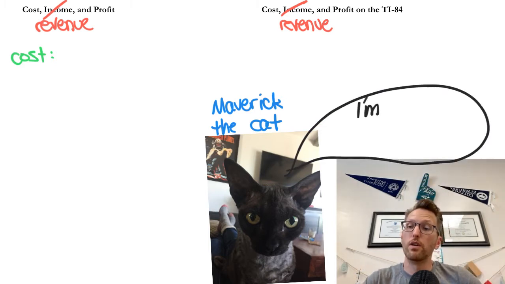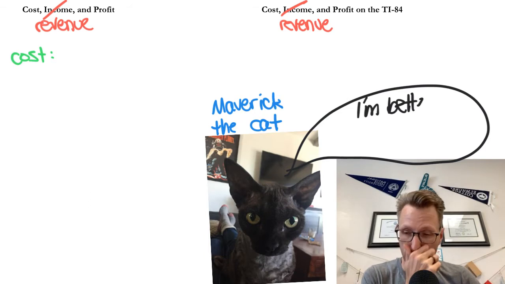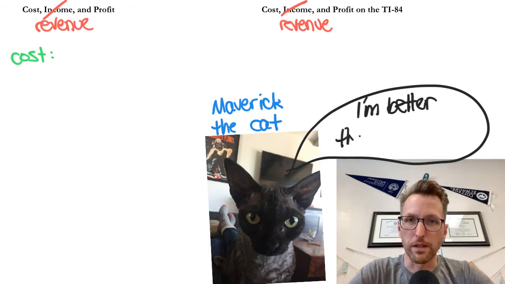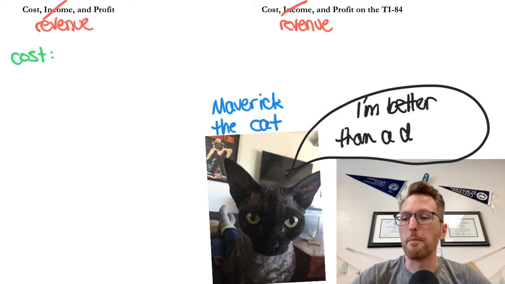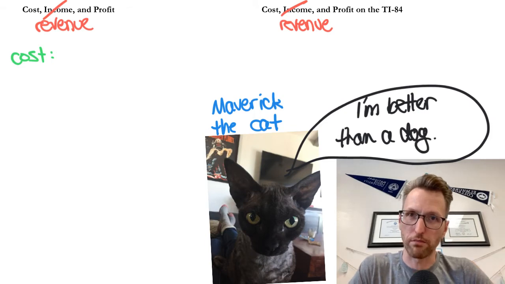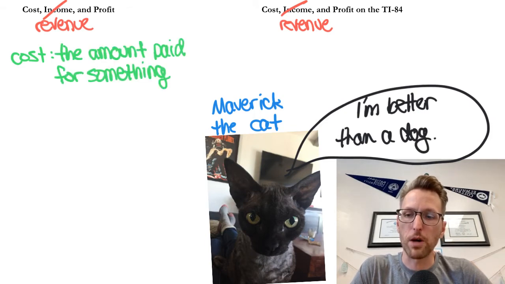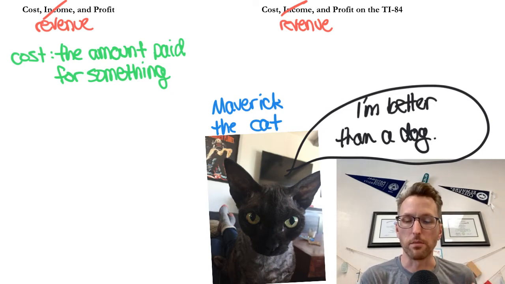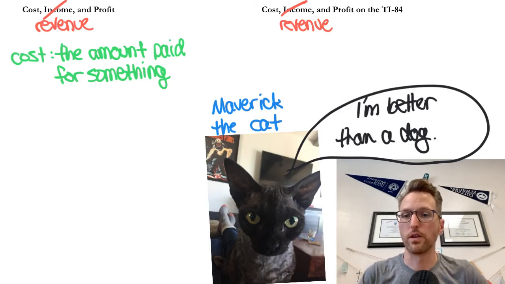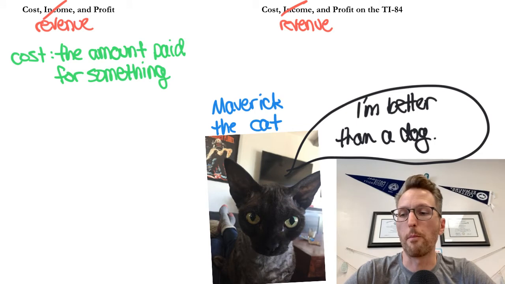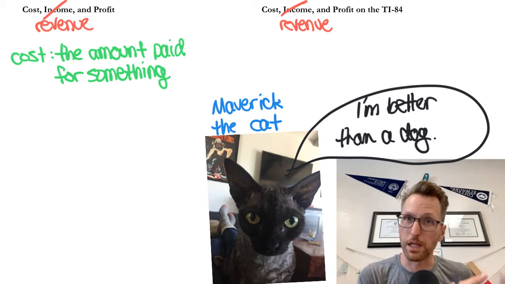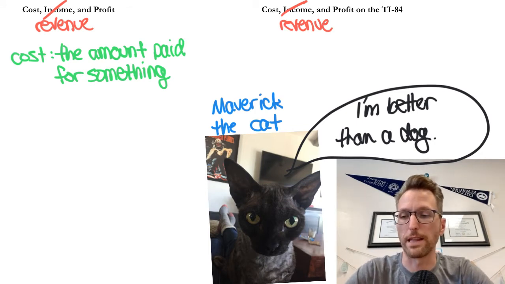Now, cost. Let's define cost. The amount paid for something. That's it. The amount paid for something. So we purchase an item or a service, or we're providing something, so there's a cost to providing that.